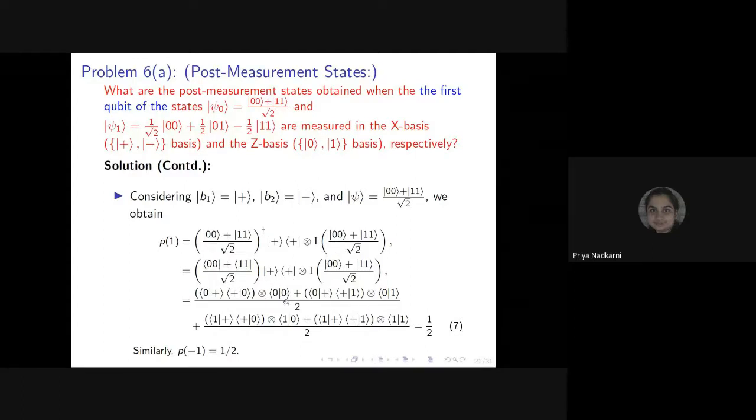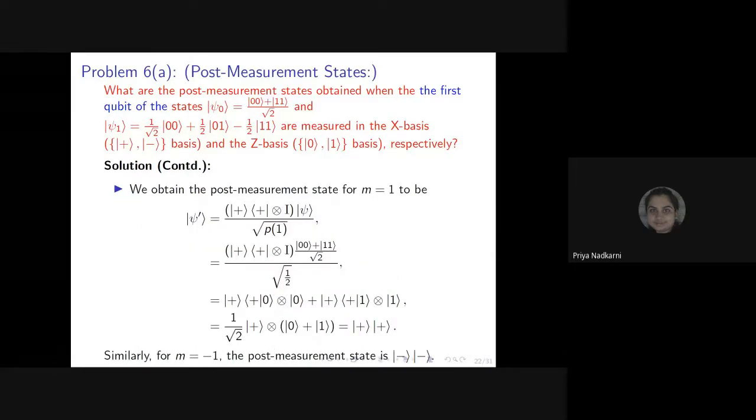And similarly, we get 4 such terms, and we know that the inner product of 0 and 1 is 0. So these two terms just go to 0. We are just left with these two terms, and we get half and half over here, and finally we get the total probability to be half. So similarly, we can also show that p of -1 equals half.